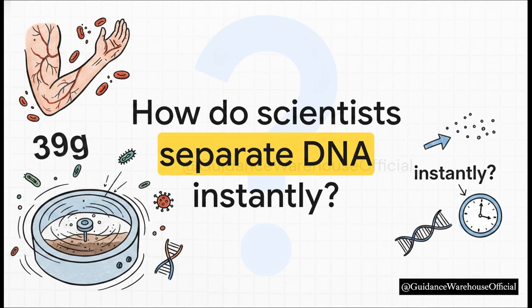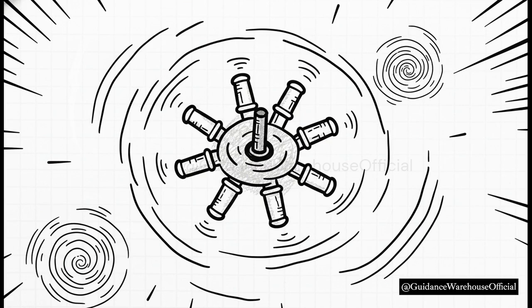In medicine and biology, scientists constantly need to separate out single cells, like bacteria, viruses, or blood cells from liquid solutions. Relying on gravity alone would take way, way too long for these tiny particles to settle. So how do they force them to separate almost instantly? They use a device called an ultracentrifuge.